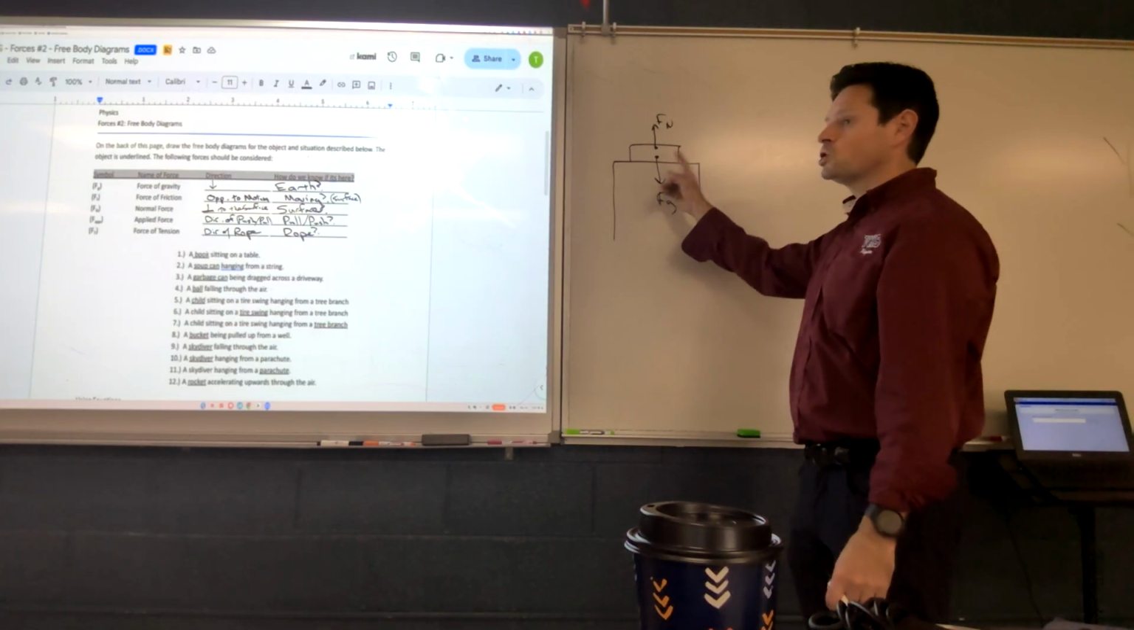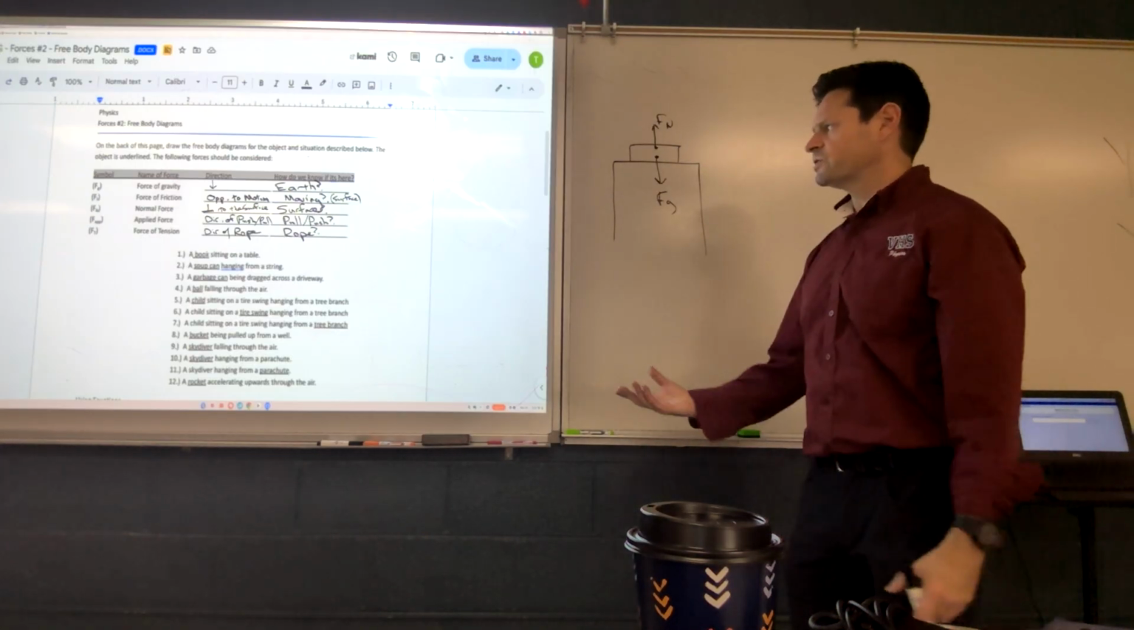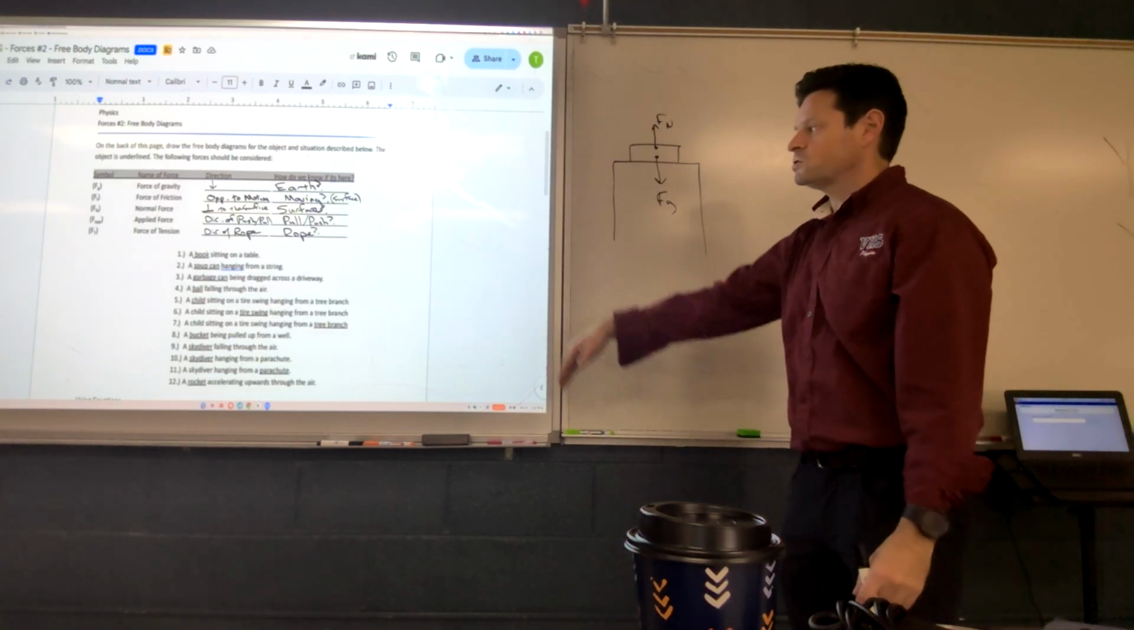Is there anything else pushing or pulling on this object? No. If we had another book on top of it, maybe there'd be something pushing, but there's not. Are there any ropes or strings or cords or chains? No, there's no force of tension.